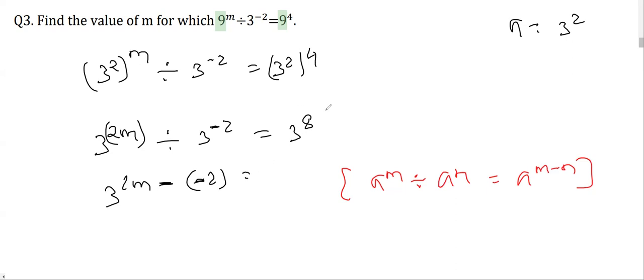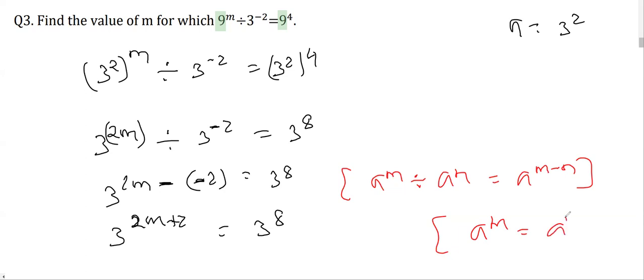Now, continuing with this step, I can carry forward this 3 raised to the power 8 as it is. Now, you can check here that this is 2m, and minus into minus is plus. So this is plus 2, equal to 3 raised to the power 8. Now we are going to use another property of laws of exponents. Say this is a raised to the power m, if it is equal to a raised to the power n, then we can equate their powers. That is m is equal to n.